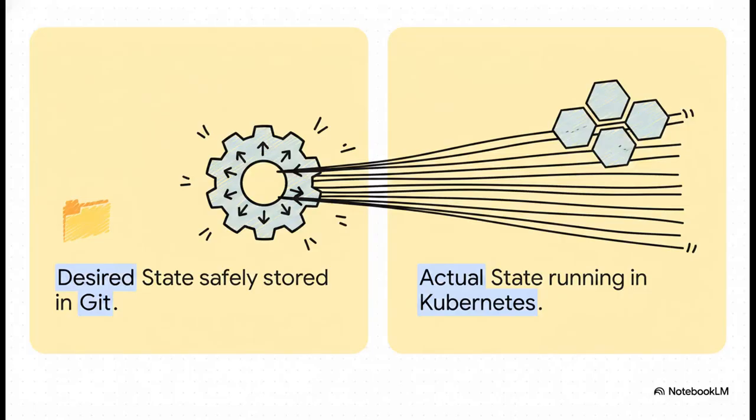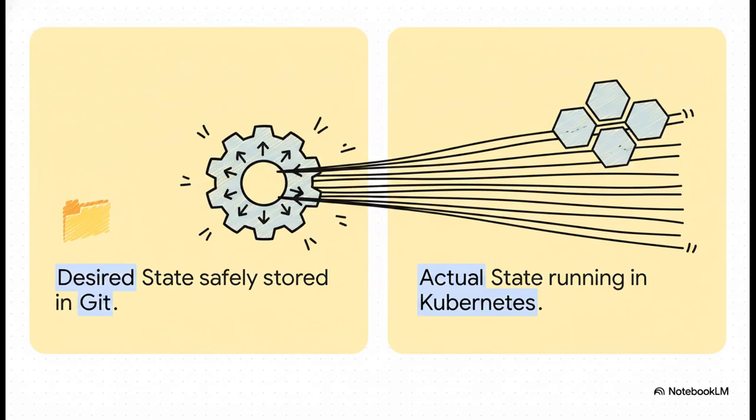And that brings us to the absolute core problem ArgoCD solves, bridging the gap between your desired state and your actual state. On one side, you have your desired state. This is what you want to happen, safely stored, versioned, and approved in Git. On the flip side, you have your actual state, what is literally running live in your Kubernetes cluster right now.